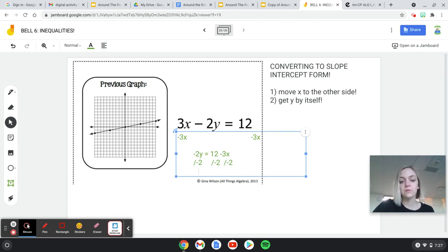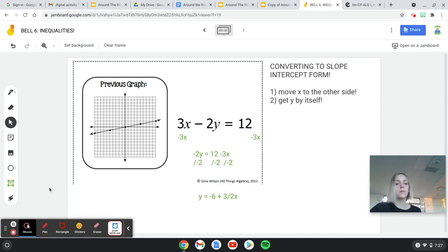So then I'm left with just a y on the left side equals 12 divided by negative 2 is negative 6. And then we have negative 3x divided by negative 2. So I know a negative divided by a negative is a positive, and then we're just going to keep it as 3 over 2x. Oops. So that's our final answer. Pause this video, make sure that you have this in your notes. Also include these steps over here in your notes.